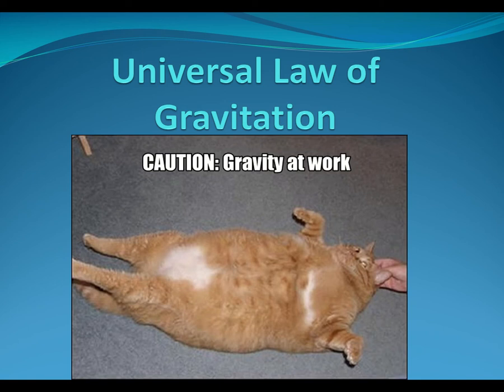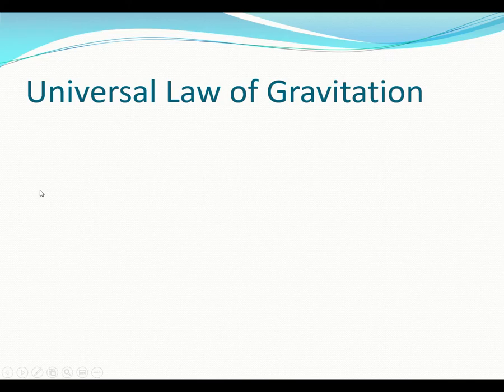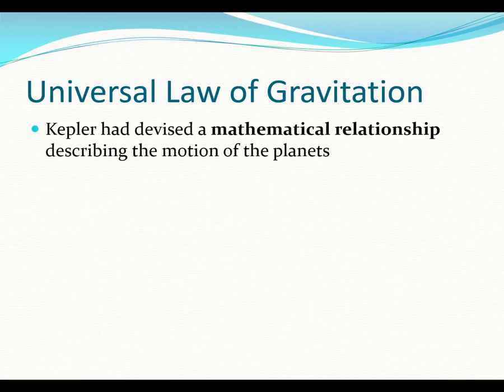So today's lesson is on the universal law of gravitation. So let's talk about that. What we learned last lesson was that Kepler devised a mathematical relationship describing the motion of the planets, but the big problem was it was in astronomical units and Earth years, and it didn't really work for everything, because if you're talking about a star orbiting a black hole millions of light years away, it doesn't work as well.